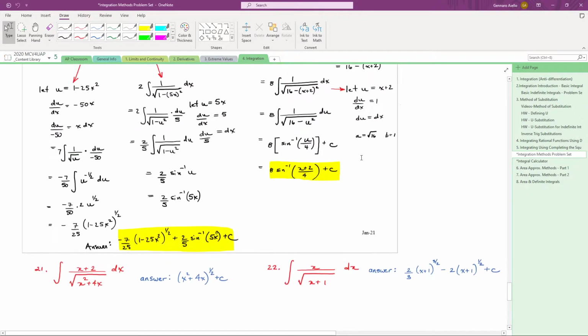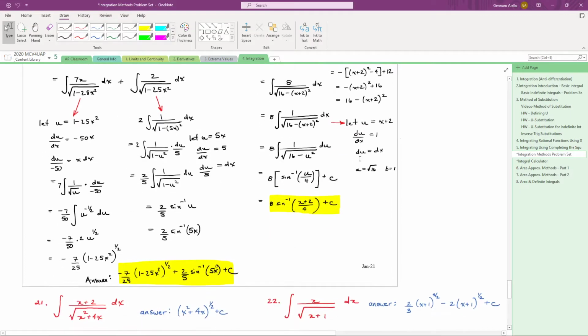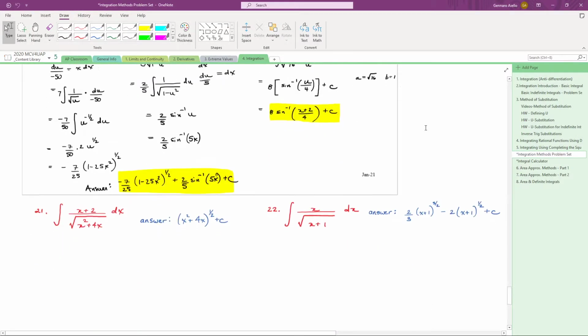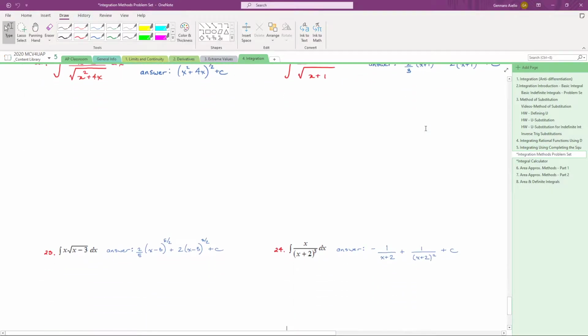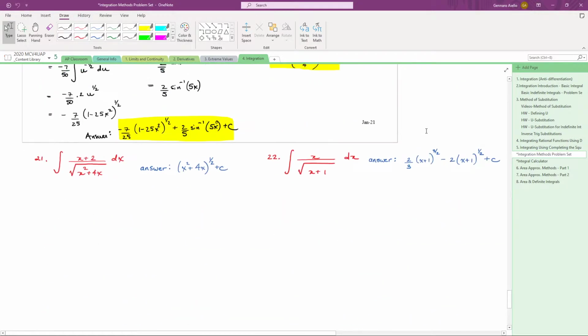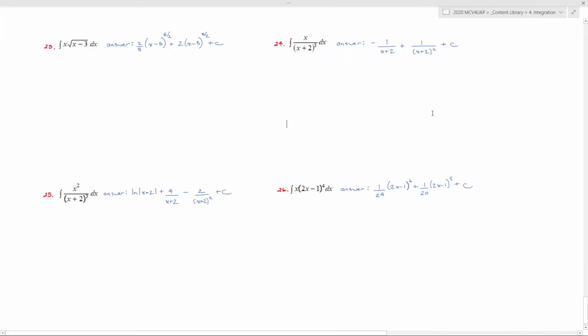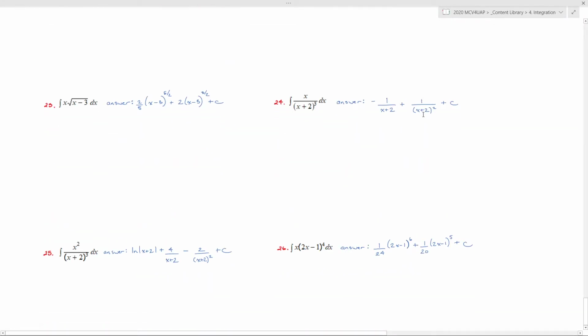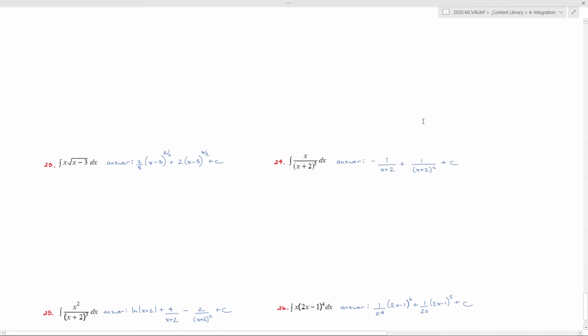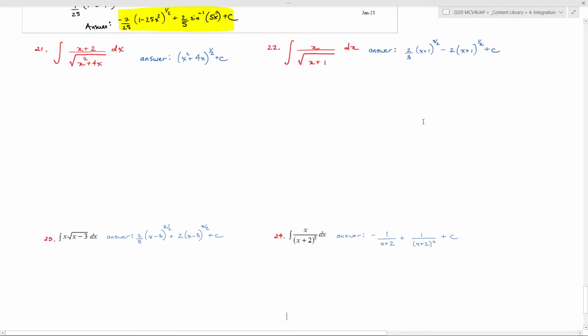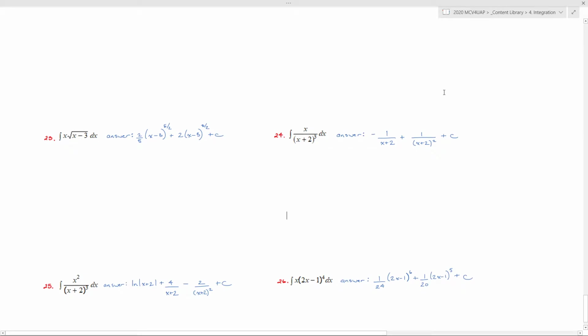Are there any issues with understanding the solution to these 20 integrals here that you want me to go over or explain in more detail? Okay, so for more practice then, please actually work on these 6 questions. There's 6 of them there, 21 through 26. The answers are posted, but there's no solutions. See if you can get the answers before I post the solutions.